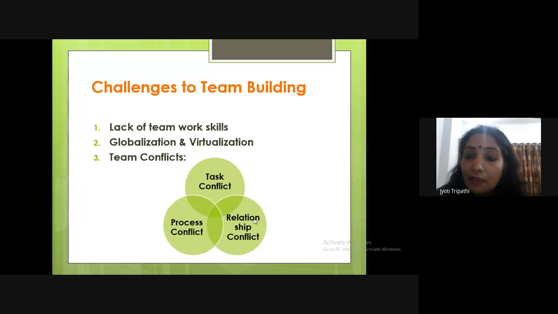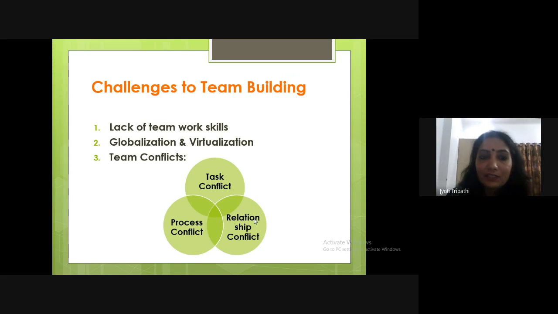It is the conflict among people. It is the kind of relationship problem in people. It is the interpersonal relation problems among the team members, due to which a team suffers, an organization suffers, and the productivity level comes down. So, globalization is definitely a challenge for team building.